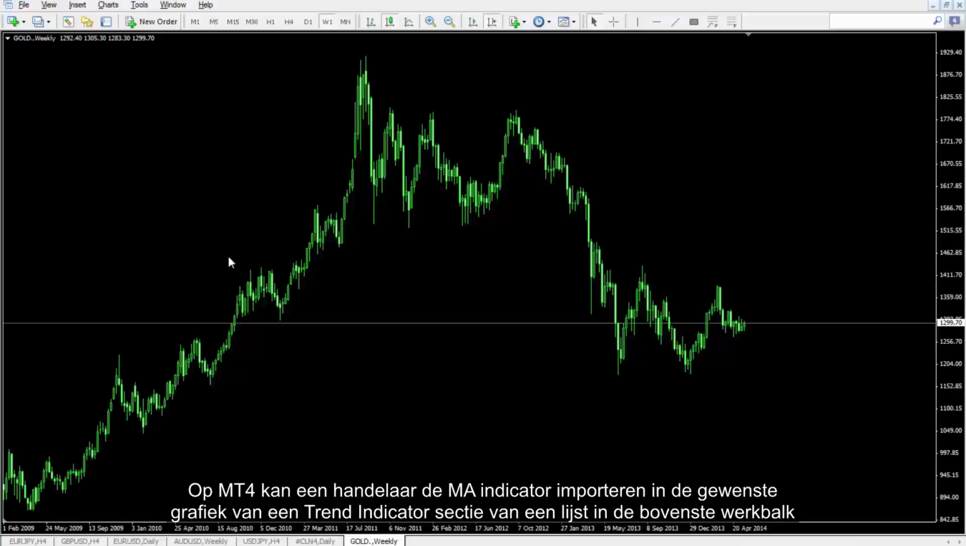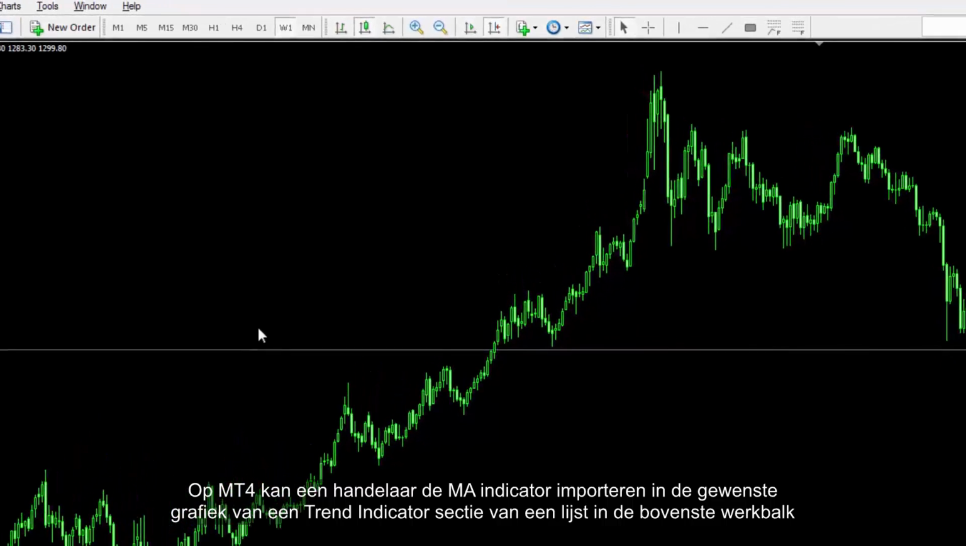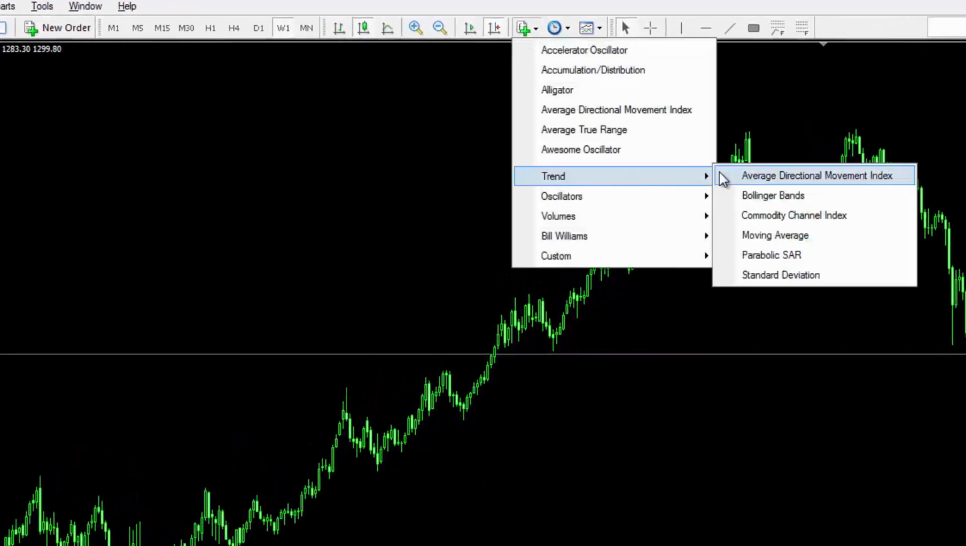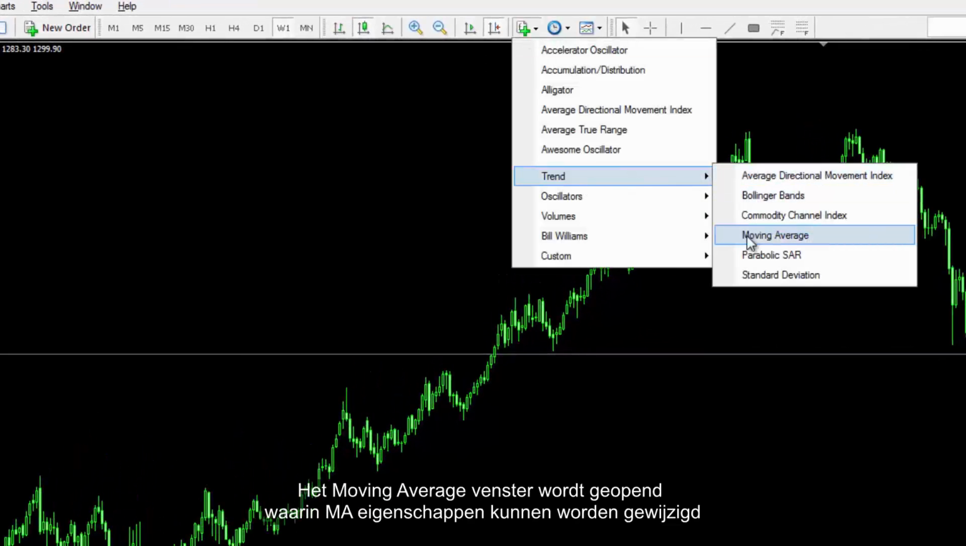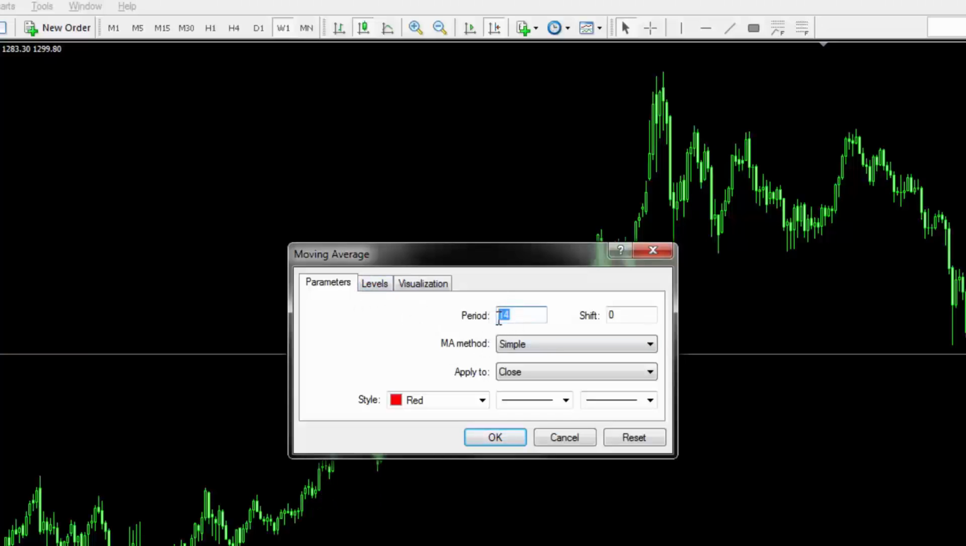On MetaTrader 4, a trader can import the MA indicator into the desired chart from the trend section of the indicator list in the top toolbar. The Moving Average window will be opened, in which MA properties can be modified. A trader can specify the preferred number of periods in the Parameters tab. A greater number of periods would slow down the pace of the MA trend.